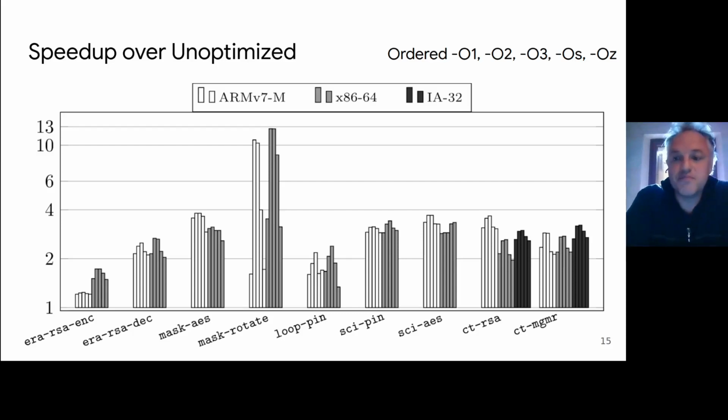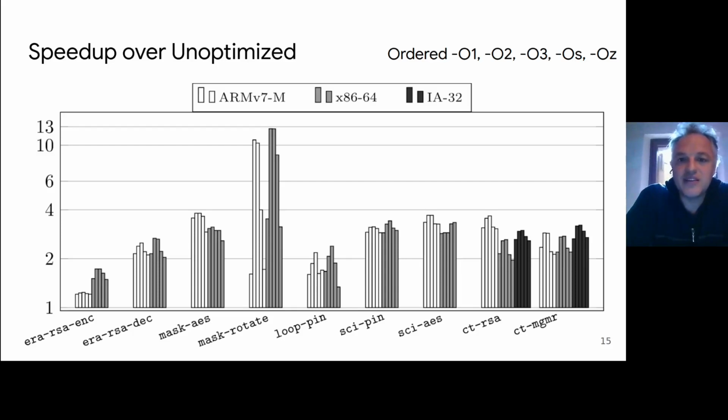So let's look at the first batch of results. The 9 applications are listed on the bottom, and the bars correspond to the speed-ups of successive optimization flags, O1 to O3, and 2 optimization flags for size, OS and OZ. The baseline is here the unoptimized version of the application. We compare on 2 hardware platforms for the first 7 applications, and also on IA32 for the constant time applications.